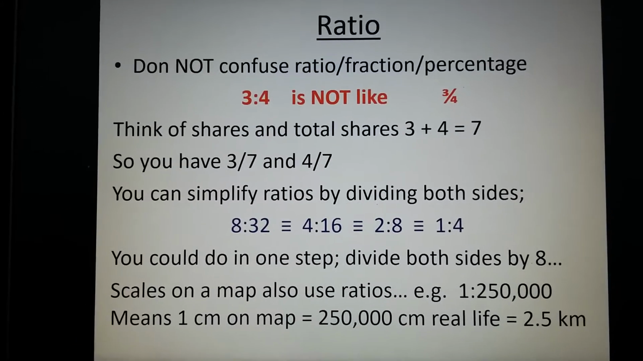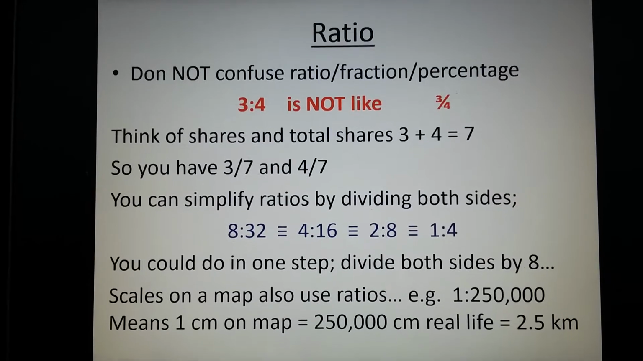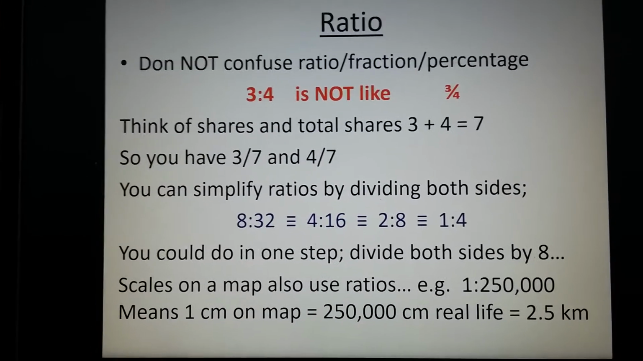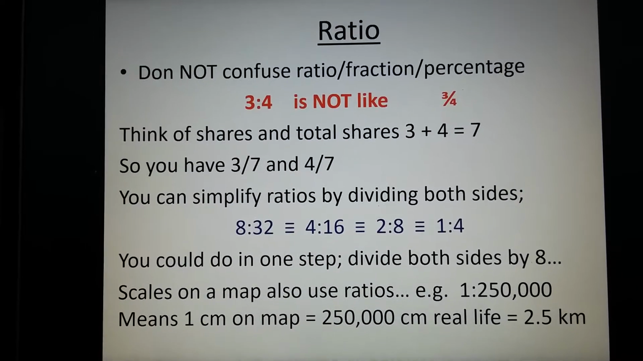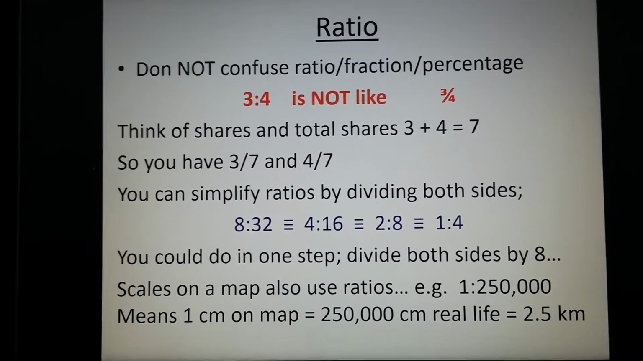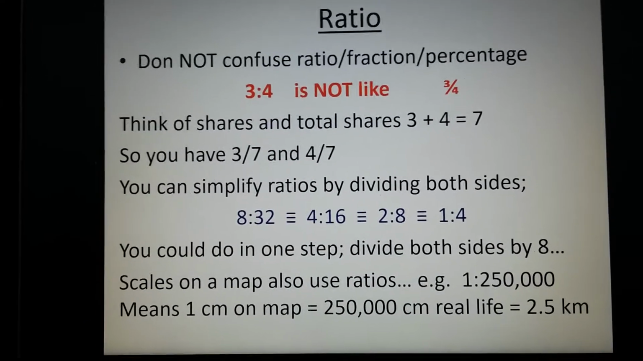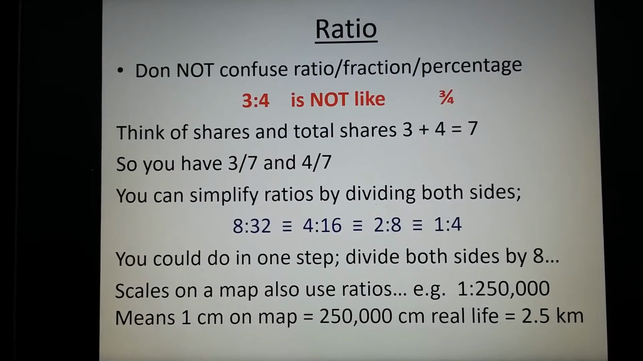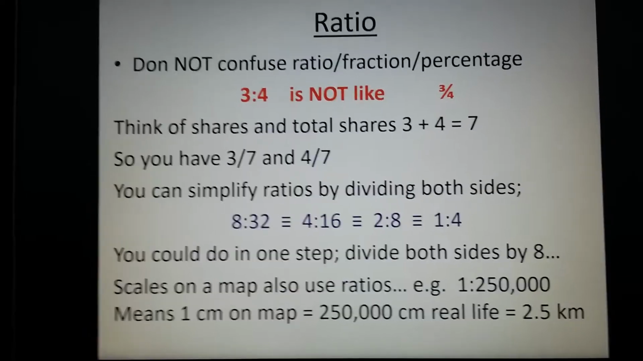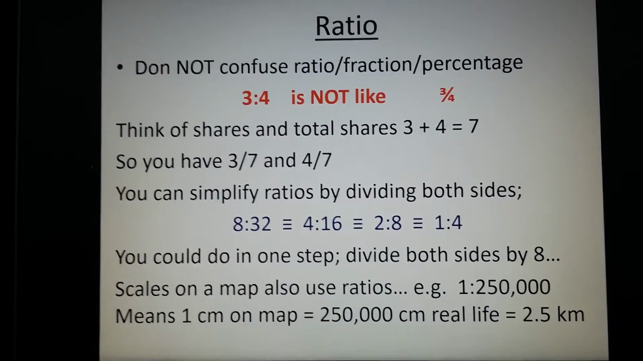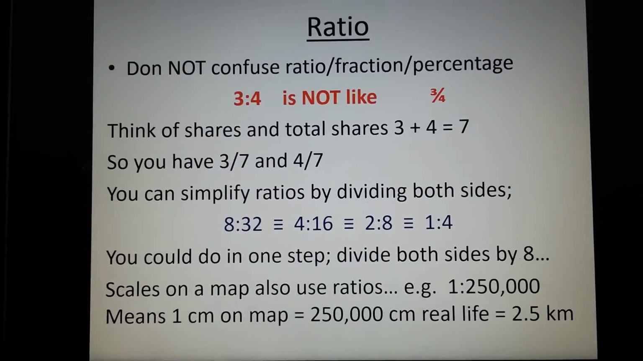We can simplify ratios like fractions. We can divide both sides by the same number, just like doing the top and bottom divided by the same number. And there you've got an example, 8 to 32, divide both sides by 2, 4 to 16, again both sides by 2, 2 to 8, again both sides by 2, 1 to 4. Could have done that in one step, just by doing 8 divided by 8 and 32 divided by 8 to go straight from 8 to 32 to 1 to 4.